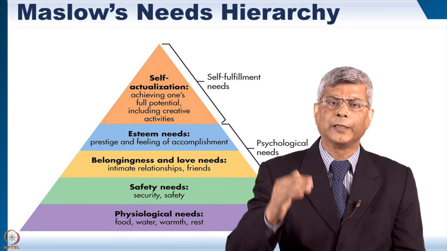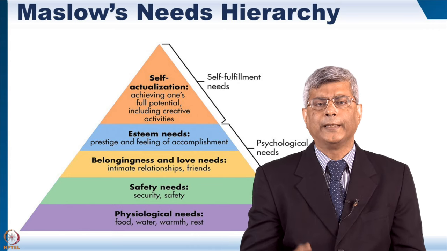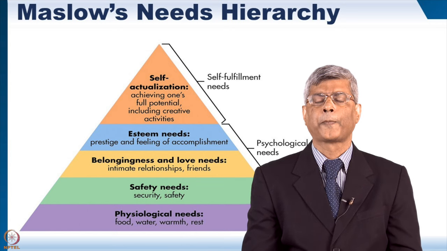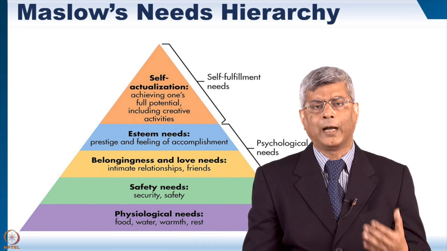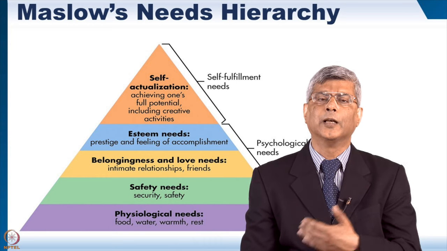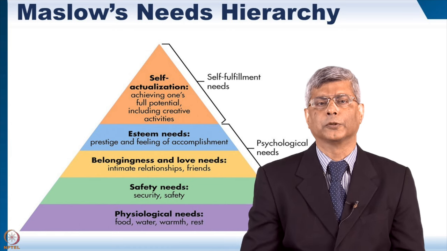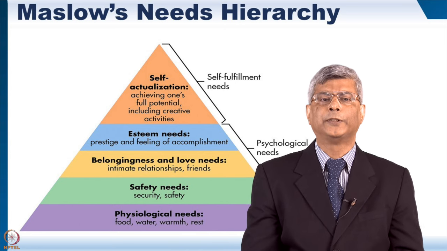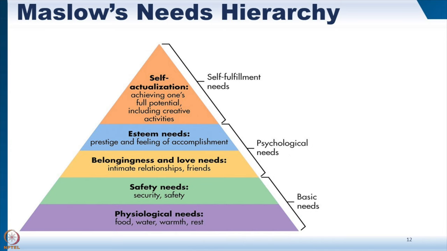And then you have higher order needs, where all human beings have a need to improve themselves in many different ways. If you are a cricketer, you want to play better cricket. If you're an artist, you want to perform better. If you're a singer, you want to sing better. If you're a student, you want to learn more. If you are a professional, you want to grow in your career. So these are higher order needs, which are about self-fulfillment and self-actualization needs. Let's look at some examples.